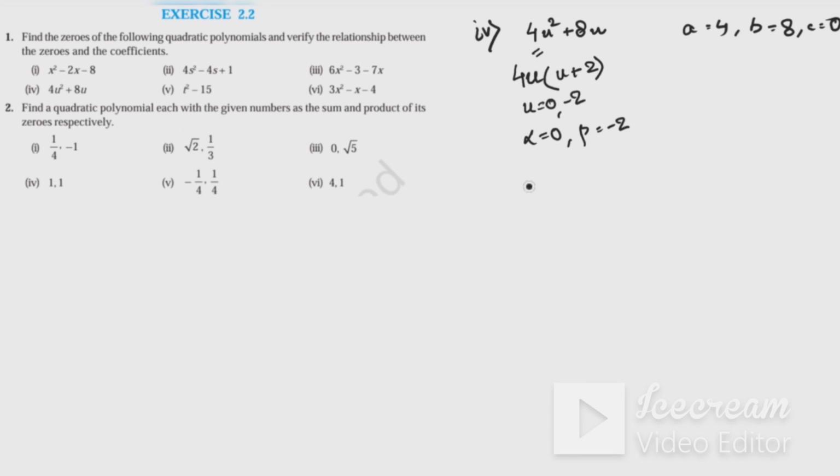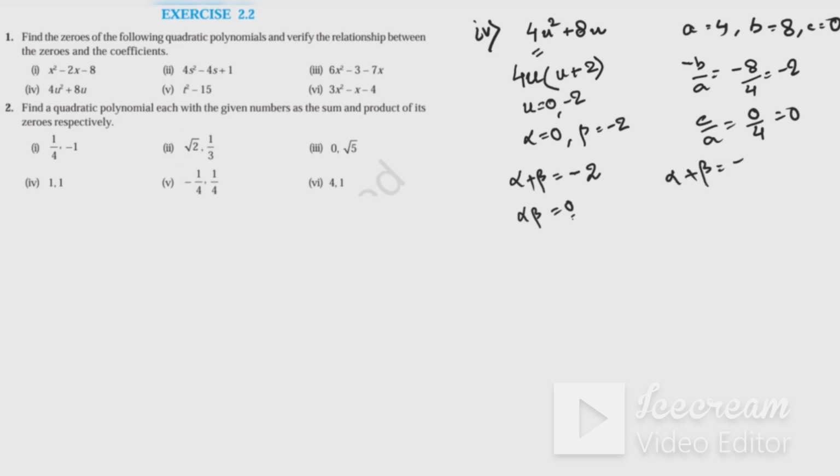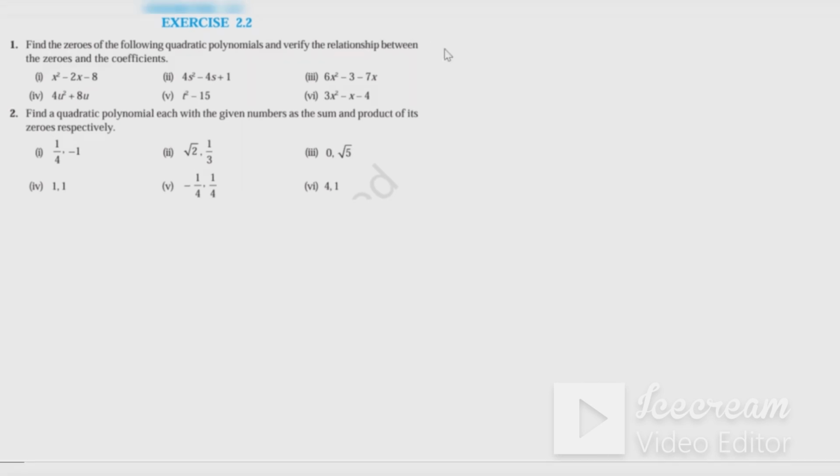Right? Now, what is alpha plus beta? I will have minus 2. And what is alpha beta? Which is equal to 0. Now, in this case, what is minus b by a? Minus of 8 by 4, which is equal to minus 2. And what is c by a? c is 0 by 4, which is equal to 0. Hence, I have alpha plus beta is equal to minus b by a, and alpha beta is equal to c by a.